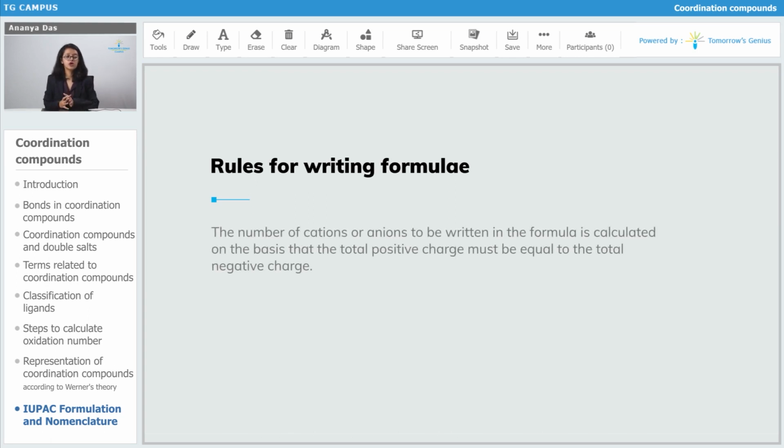The number of cations or anions which are written outside the formula is calculated on the basis that the total positive charge must be equal to the total negative charge. This entire complex has a charge of -1. Now I need to make this entire complex neutral. So accordingly I'll add ions outside. If there is -1 on this entire complex, this means I want +1 outside, which balances the -1 on the complex. So I'll write just one potassium outside.